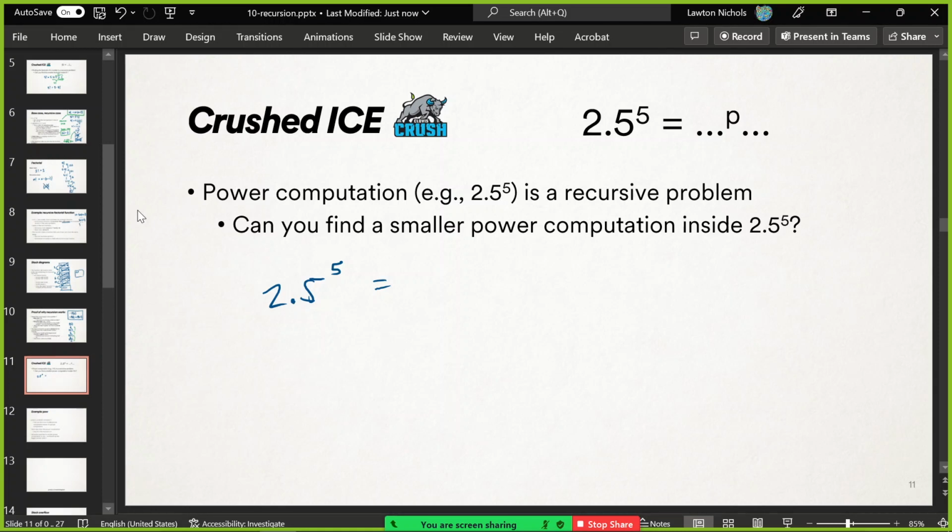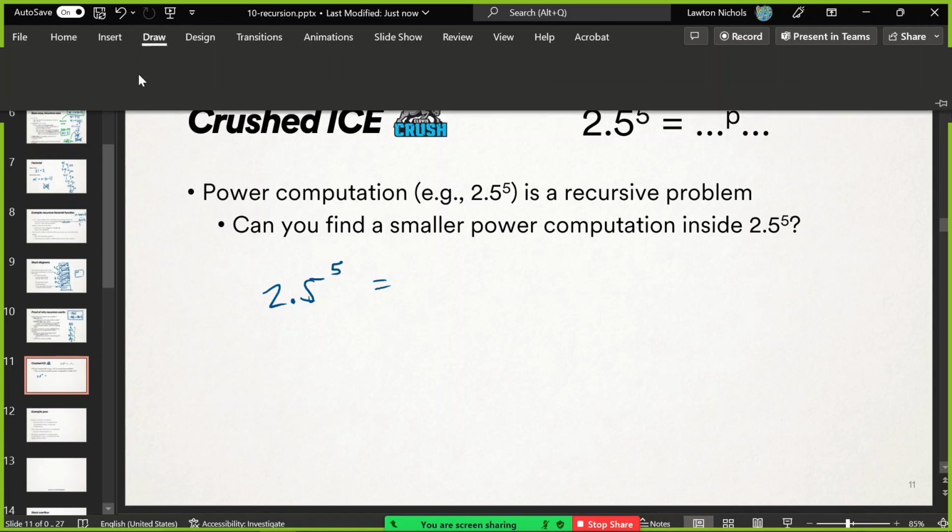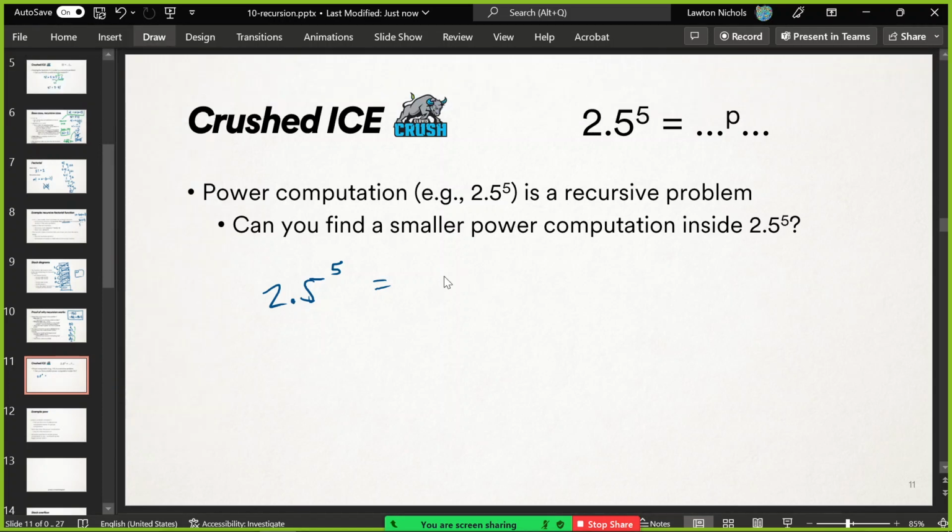All right. I heard some of us even thinking about how to actually generalize this, and that's great. But there are plenty of ways to break this down, right? So where this is equal to 2.5 times 2.5 times 2.5 times 2.5 times 2.5, right? What is a smaller power computation? What do we find? Yeah, 2.5 to the fourth.